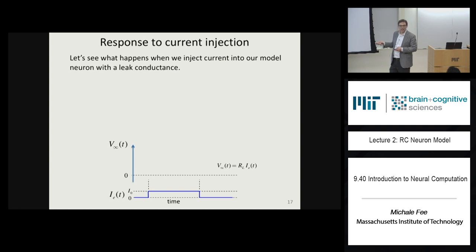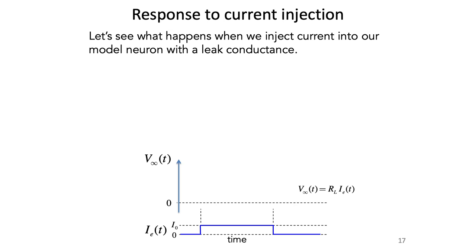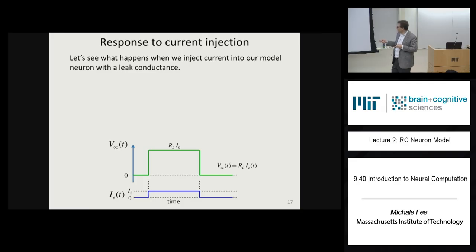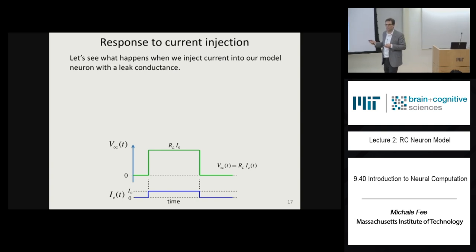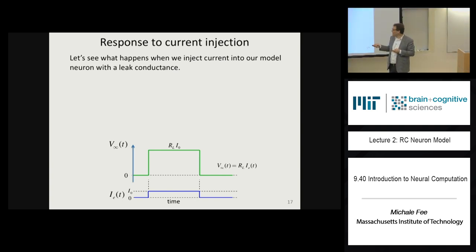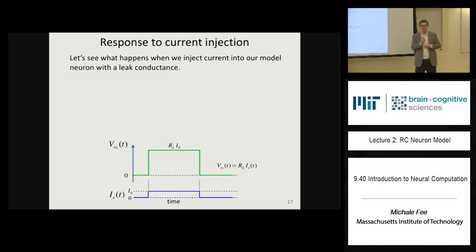So what does V infinity look like? It's constant here. And then what happens to V infinity? It increases, that's correct. It will just be the resistance times the current. Resistance is a constant, so V infinity will go up here, and then it stays constant at R times I. And then at this point, the current goes back to zero, so V infinity is resistance times zero and drops back to zero. Does that make sense? That's V infinity. That's not the voltage of the cell. That's the steady state voltage of the cell.